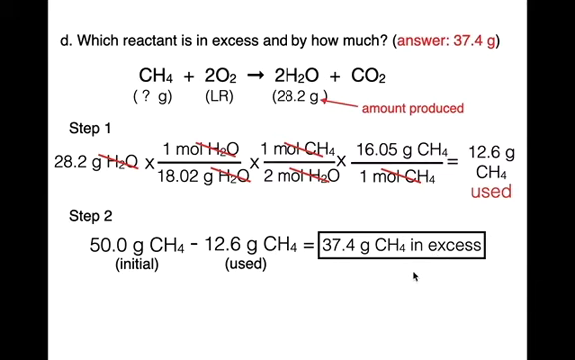Okay, so let me kind of walk you through this again, make sure you're following this. From the previous problem, we calculated the amount of water that was produced, and we know the oxygen was the limiting reactant, so it's completely gone. But the methane isn't. And so this stoichiometric calculation told us how much of the methane was used to make the 28.2 grams of water. And then to determine how much was left over, we simply subtract that from the amount that we started with, the 50 grams of methane.